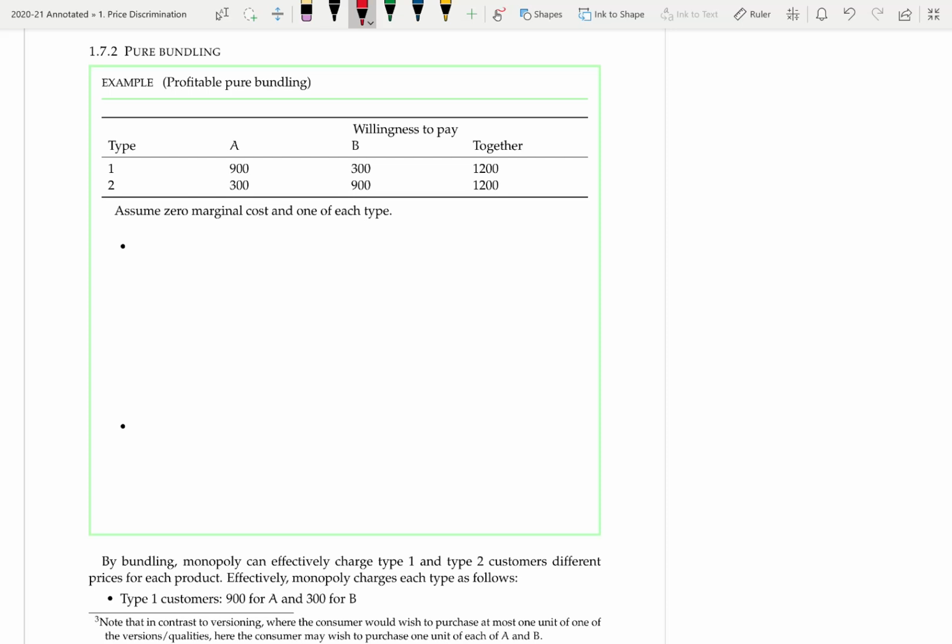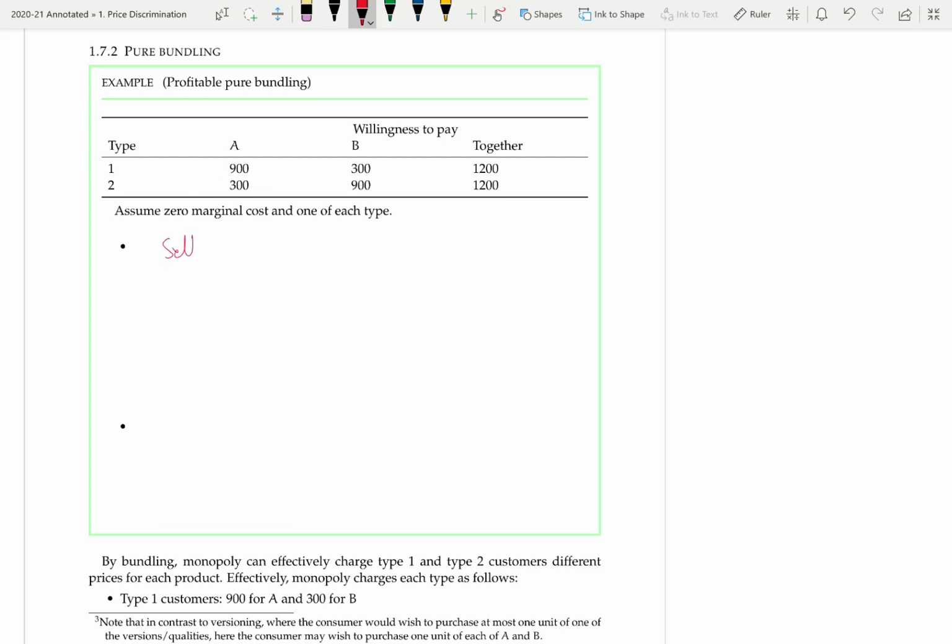So let's first of all think about the maximum profit the monopolist could get if they sold these two goods separately. So there are two candidates for the optimal price for each good. So let's look at A. The monopolist could sell the good at 900 or 300. We have to work out which gives the highest profit. And because this 900 is more than twice 300, it turns out they're going to want to price at 900. But let's do the calculations.